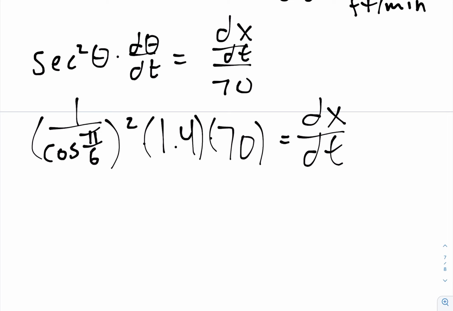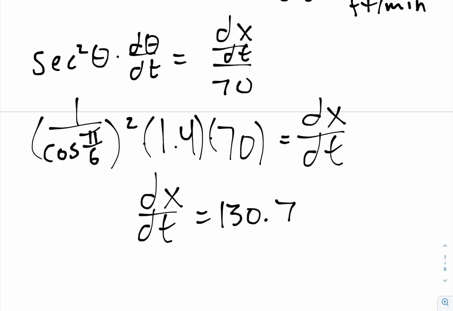So 1 divided by the cosine of pi over 6. That's going to be 1.15, and we're squaring that. So 1.33 times 1.4 times 70. That's going to be 130.1. So dx by dt for Jeremy is 130.7, and this is going to be feet per minute.